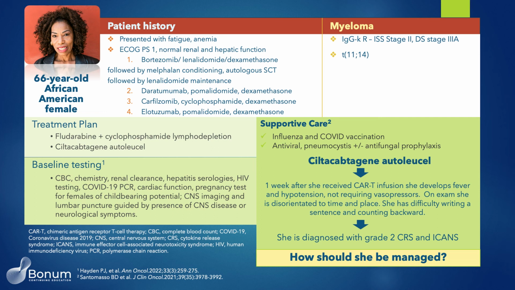Now, 1 week after receiving the CAR T infusion, she had developed fever and hypotension that did not require vasopressors. On exam, she does have disorientation to time and place and difficulty writing a sentence and counting backwards, and was therefore diagnosed with both grade 2 CRS as well as ICANS.